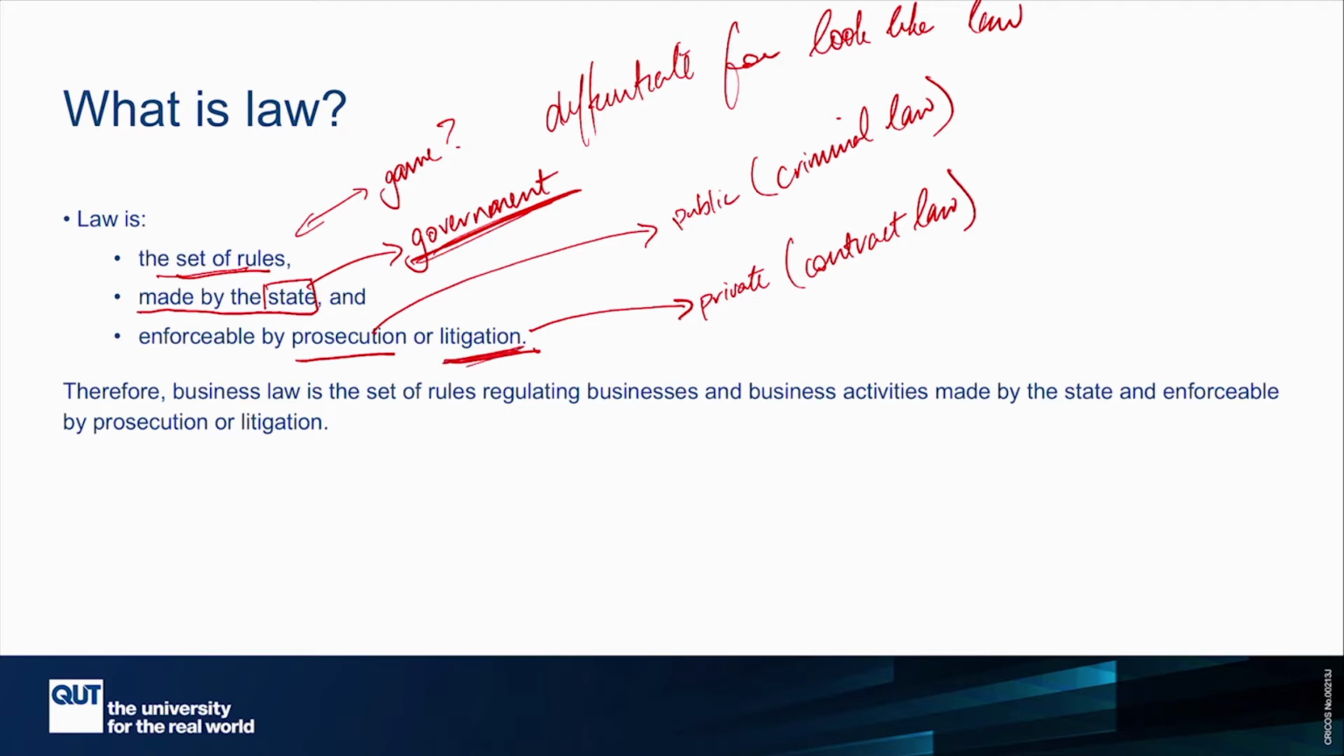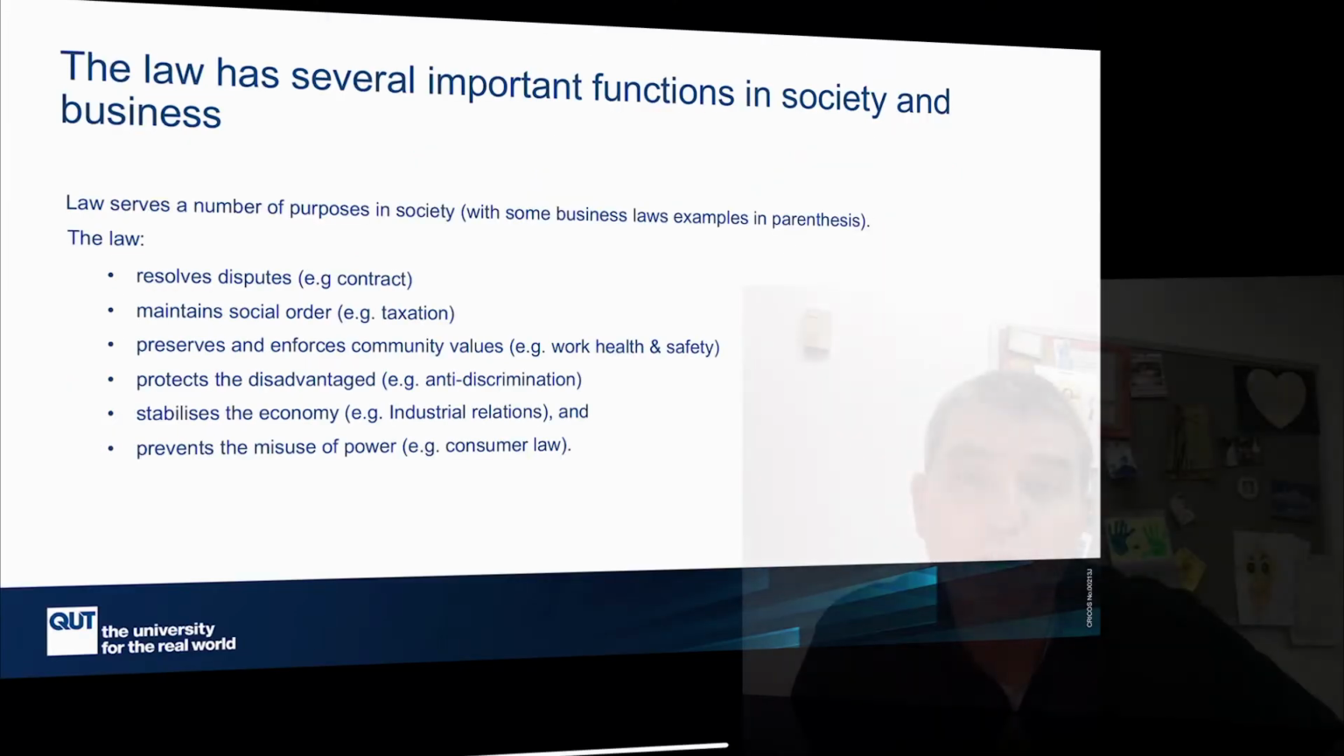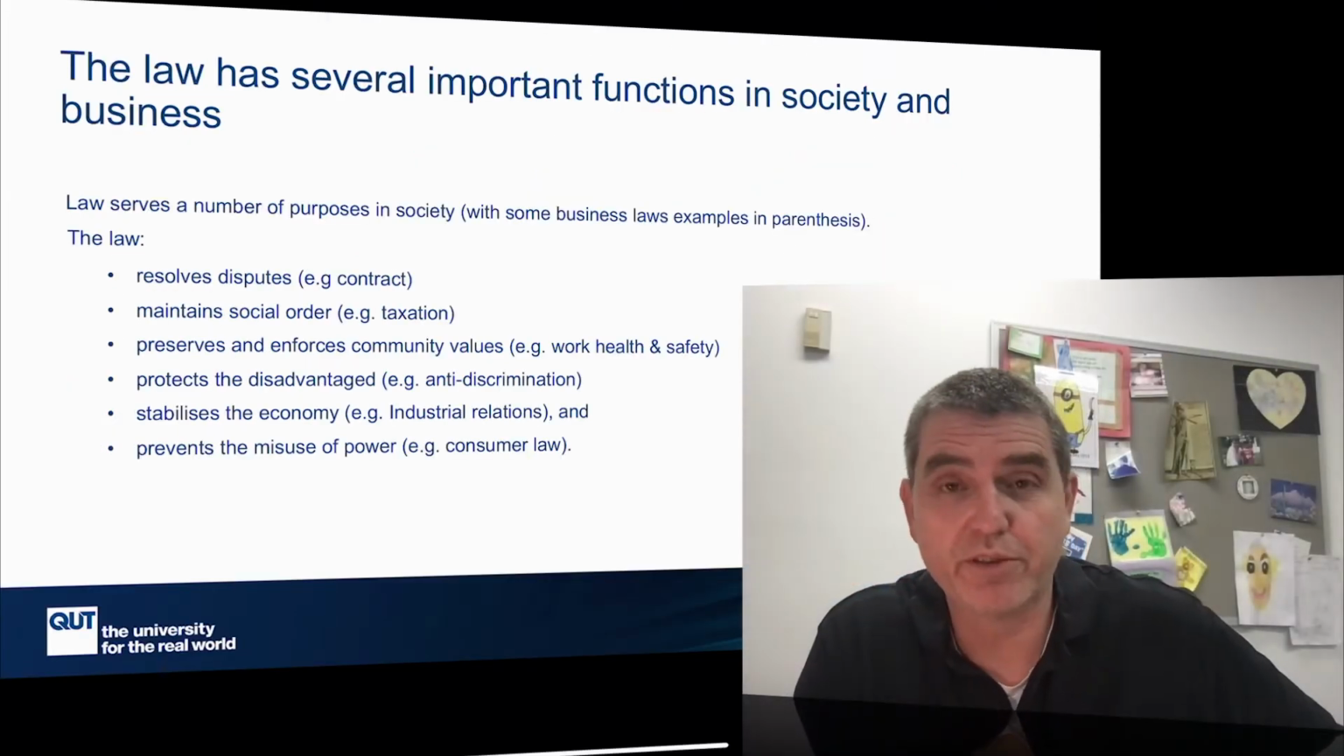They litigate. So in both kinds of situation, though, there is a consequence, prosecution or litigation, if you break the rules. And those rules are not made by people, they're made by the government, the state. So business law then is the set of rules regulating business and business activities made by the state, enforceable by prosecution or litigation. Law is one of those things that we just take for granted.